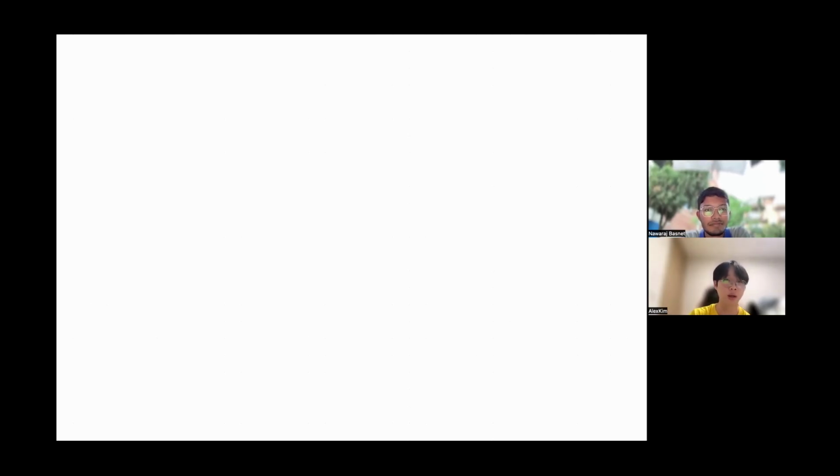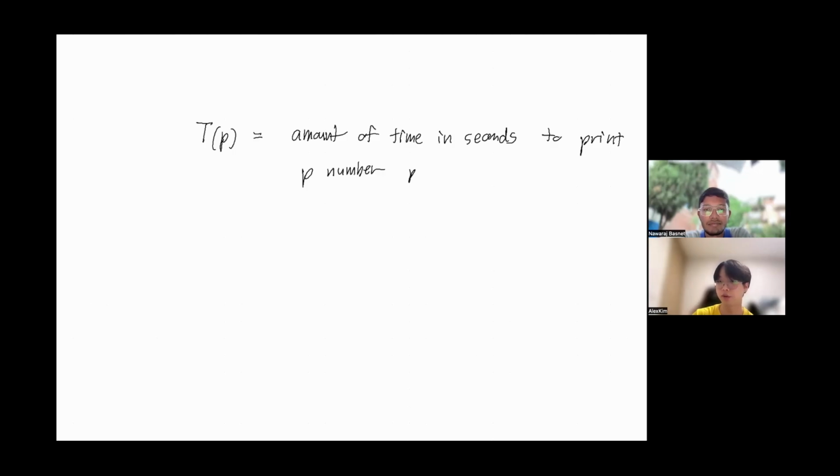It's asking for a function called t in terms of p, and this has to explain the amount of time in seconds to print p number of pages with this person's printer, right?